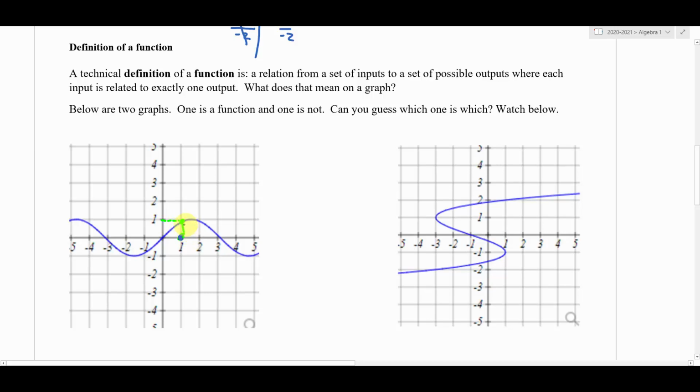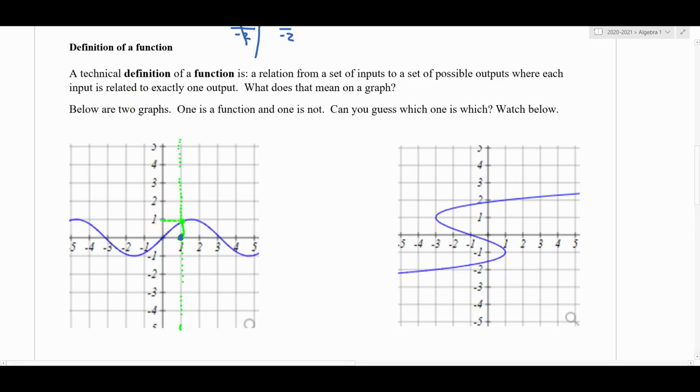Now the question is, does 1 get anything else? I might look anywhere else where x is 1. If I go down, I don't hit any other part of the function down here, and if I go up, I don't hit any part of the function up here. So from what I can tell from the graph, when I put a 1 in, I only hit this blue wave one time, and when I do, I get a 1 out. So that means that there's only one input and one output for 1.